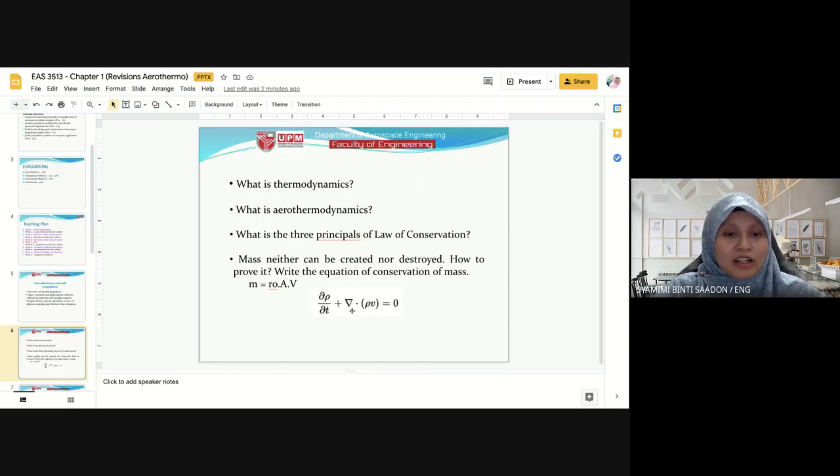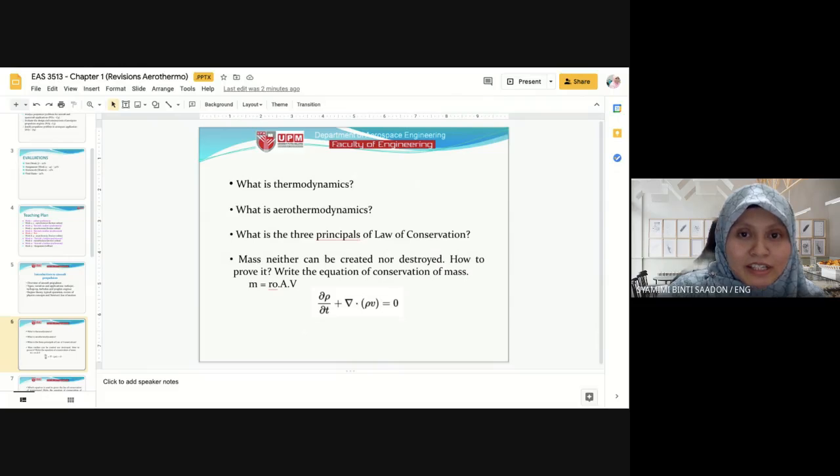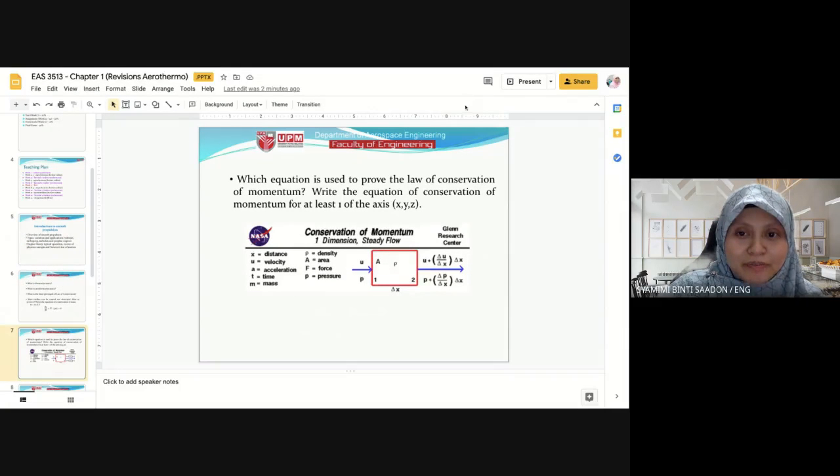So there are multiple methods to write the equation, depending on the problem. Okay, next.